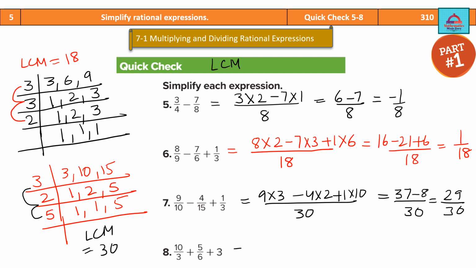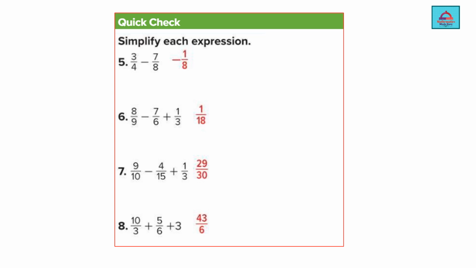Again, we do the same method of LCM, make the denominators equal. The LCM comes out to be 6 here. So 10 multiplied by 2 plus 5 plus 3 multiplied by 6. So this is going to be 43 over 6. So these are the answers for the quick check here, giving you an answer key for questions 5, 6, 7 and 8 for the final answers in terms of fractions.